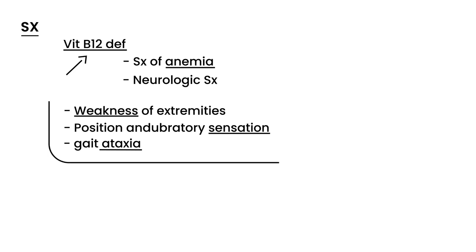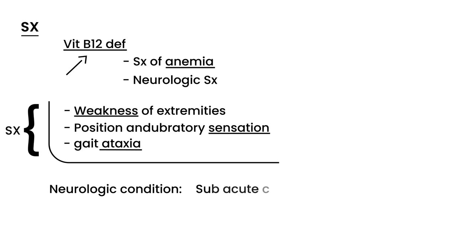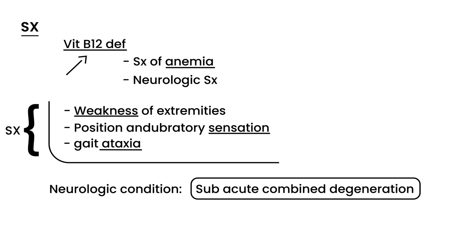In particular, there's something very important you need to remember: vitamin B12 deficiency can eventually lead to a neurologic condition, and that neurologic condition, which would have these symptoms, is known as subacute combined degeneration of the spinal cord and brain. Remember that name, subacute combined degeneration. That's the neurologic condition that can develop if you have severe vitamin B12 deficiency. And the reason is that the white matter of the brain and spinal cord is affected, and that leads to these neurologic symptoms.